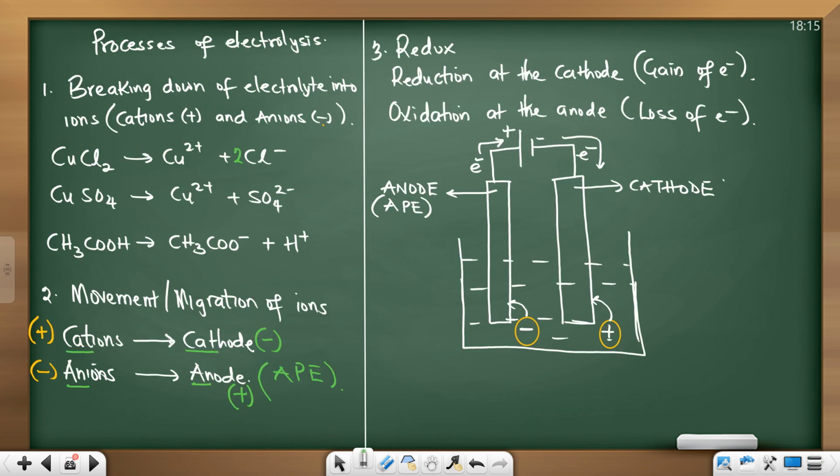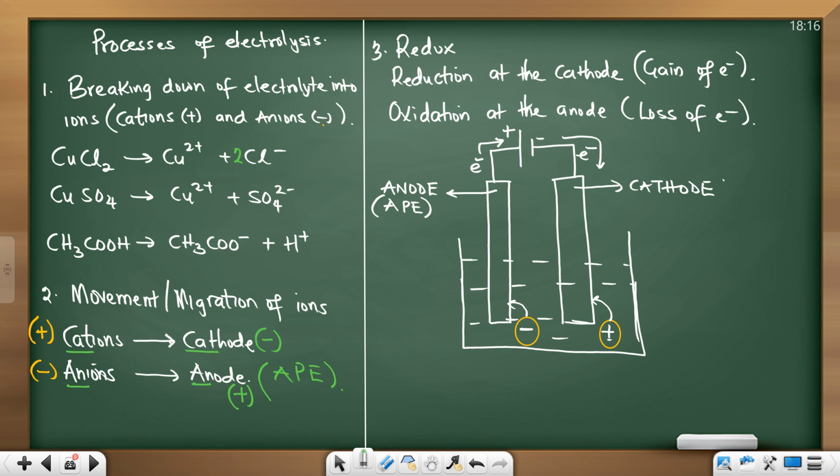Process of electrolysis: 3 processes. No matter the cell we're looking at, we're going to follow these 3 processes. Number 1, the breaking down of ions. Number 2, the movement of ions. And when ions move, like we said, cations will always go to the cathode. Cat, an. It remains, whether it's a galvanic cell or an electrolytic cell. And number 3, redox.